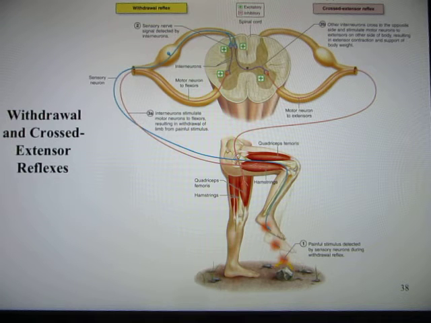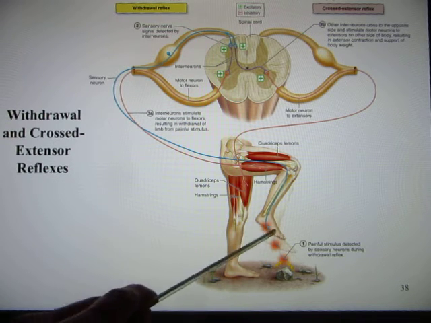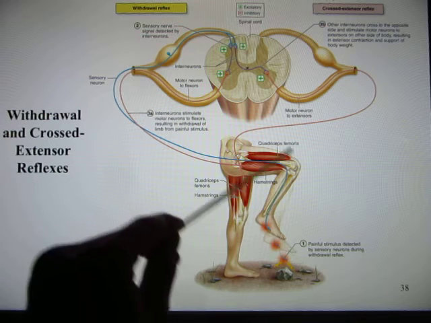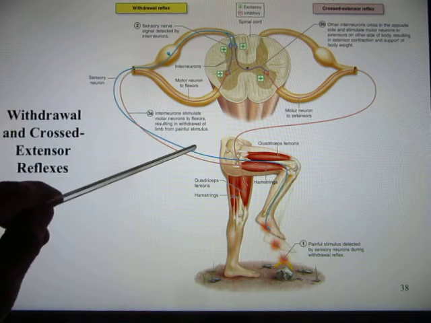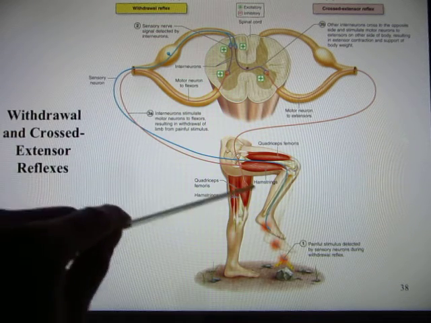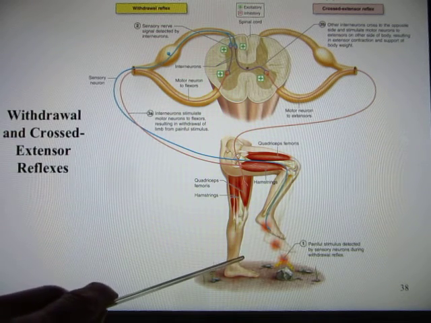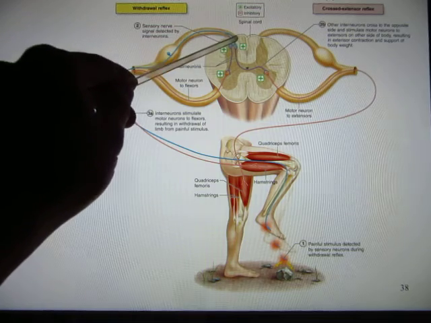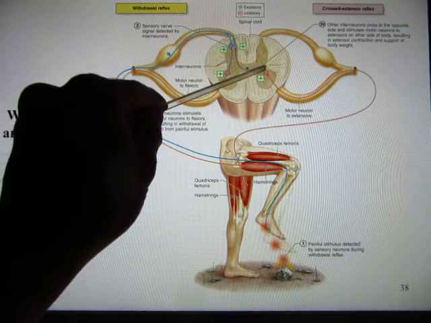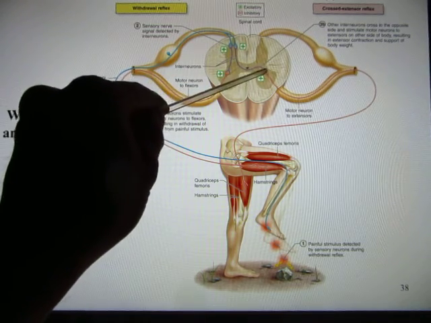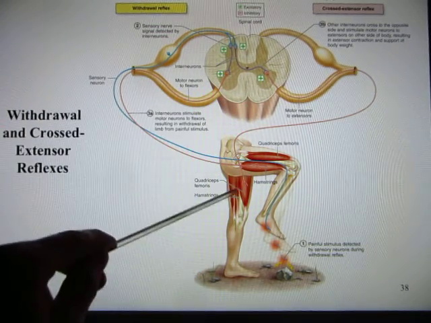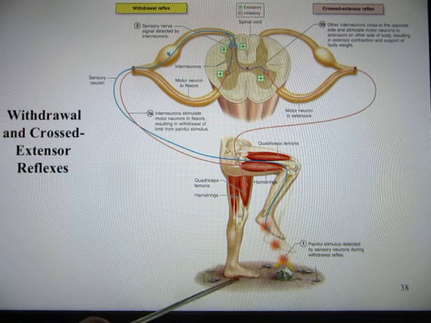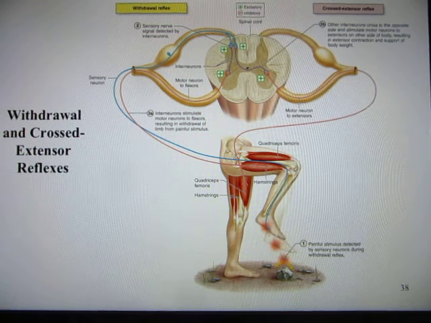And this is the example. When you step on something painful, you move this leg back. That's the withdrawal reflex, and you go through this pathway, on the same side. But you need to use the other leg to maintain and support your body weight. So the other reflex will go to the other side, because it needs to use the other leg. It will ask this leg to extend, so you're able to stand when you withdraw this leg.